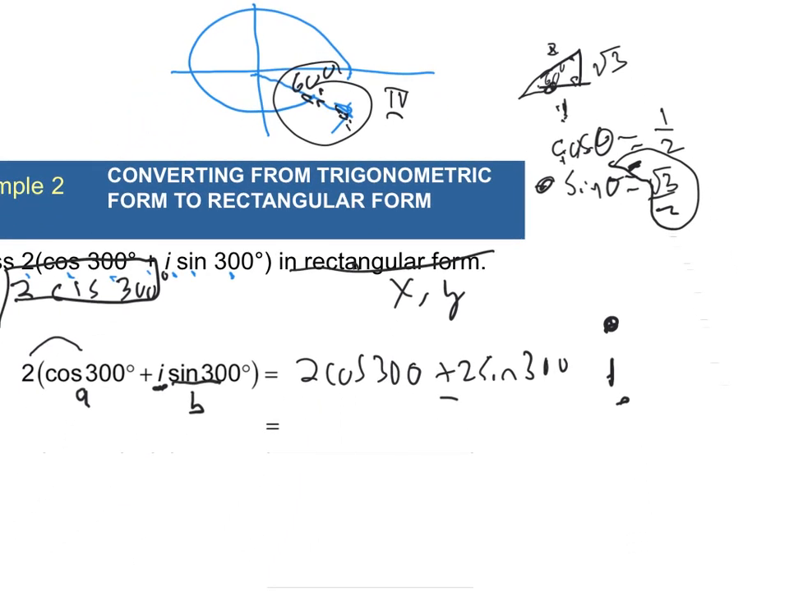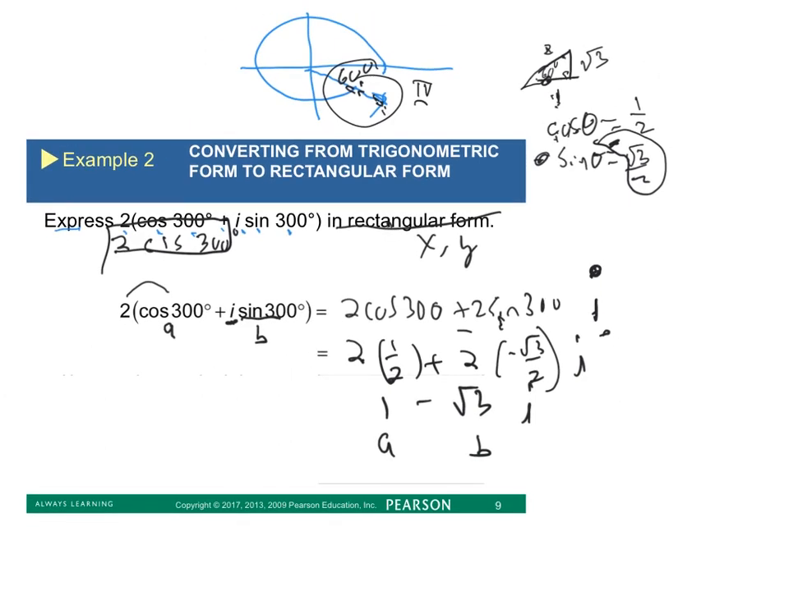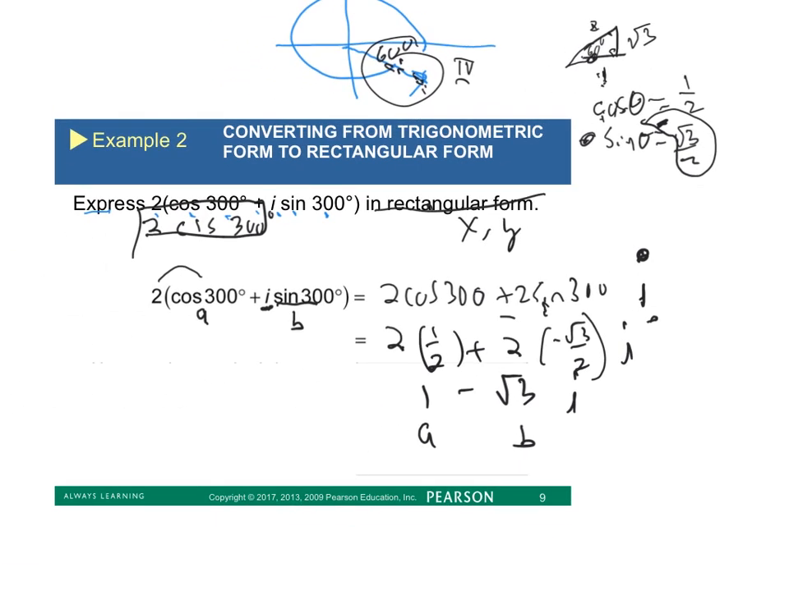Let's go back down here. 2. Cosine of theta was a half plus 2. Sine of theta was a negative square root of 3 over 2. There's my I. That's a 1 plus, well, actually it's going to be a minus in there, so why don't I just write that out? Minus the square root of 3, I. There's my A and there's my B. So we used our rectangular form. We wrote it as 1 minus square root of 3 I.